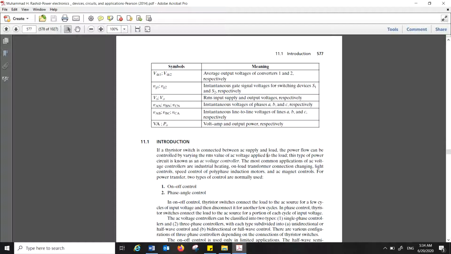We can vary the RMS value supplied to the load, and this type of power circuit is known as the AC voltage controller. Now we have a very simple example over here.